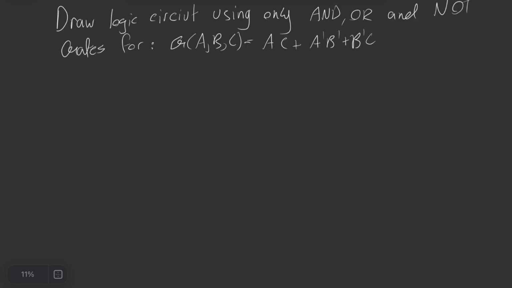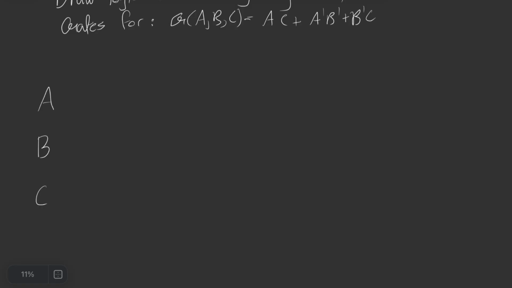Okay, so for our first question, we will be drawing the logic circuit using only AND, OR, and NOT gates for this circuit here: AC plus A prime B prime plus B prime C. The way I first like to get this started is I like to write all of my variables A, B, and C. Then I tend to create A prime and B prime. So whatever variables are inverted, I also create those first.